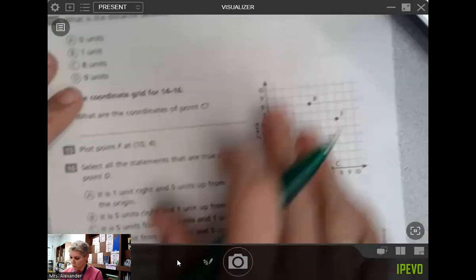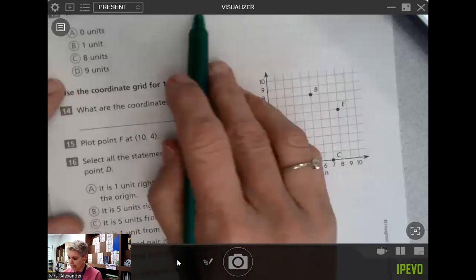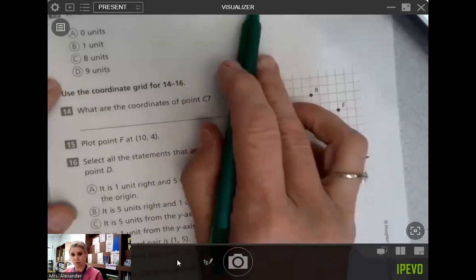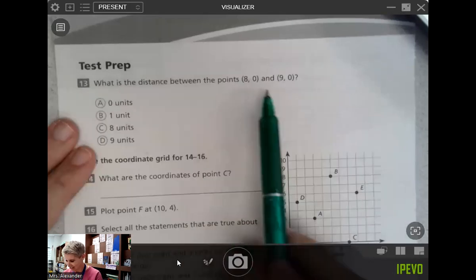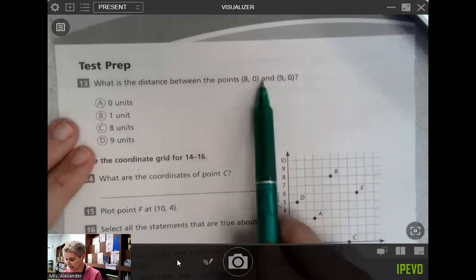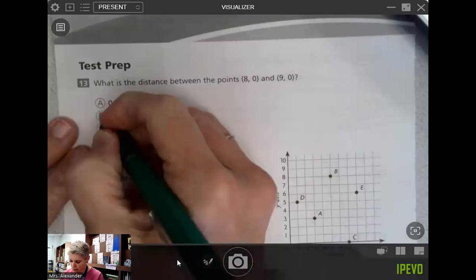So let's see about test prep. What is the distance between the points 8, 0 and 9, 0? Oops, there it is. Sorry. So our y coordinates are the same. When we compare the x coordinates, they would be 1 unit.